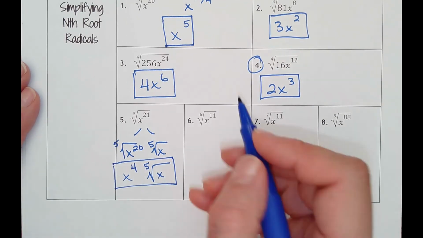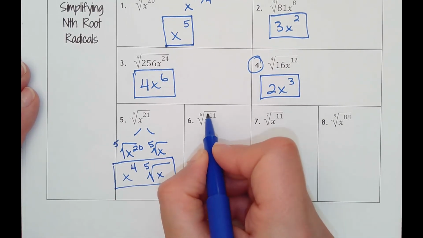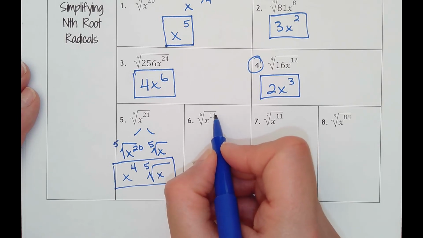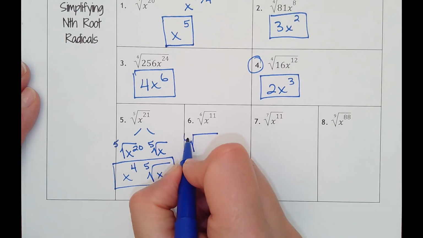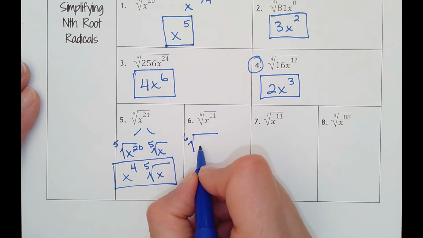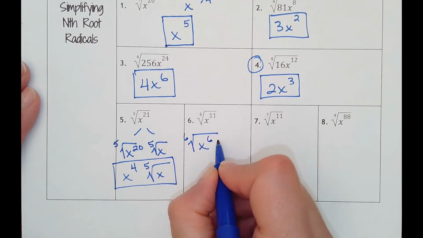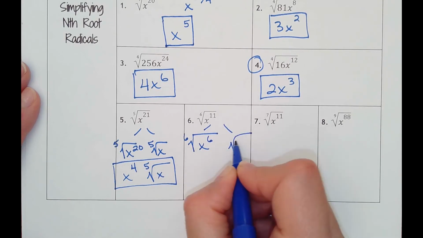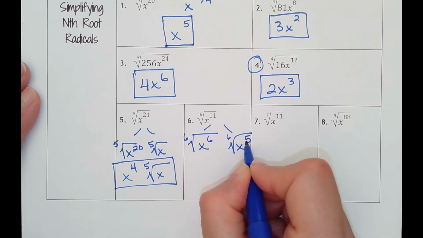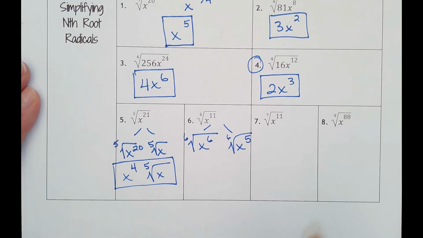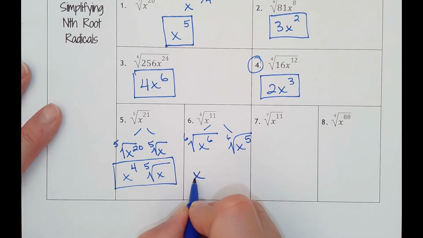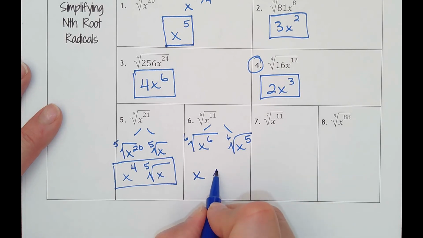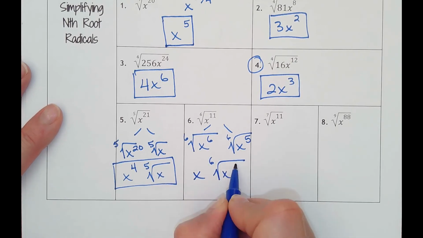Right, number 6. How many groups of 6 can I take out of 11? Or think of going down to the next multiple of 6, which would be x to the 6th. And then left over, I would have 5. Because 6 plus 5 would make the 11. This is actually just canceling. 6 divided by 6 is 1, so it would be x to the 1st power, or x, times the 6th root of x to the 5th.